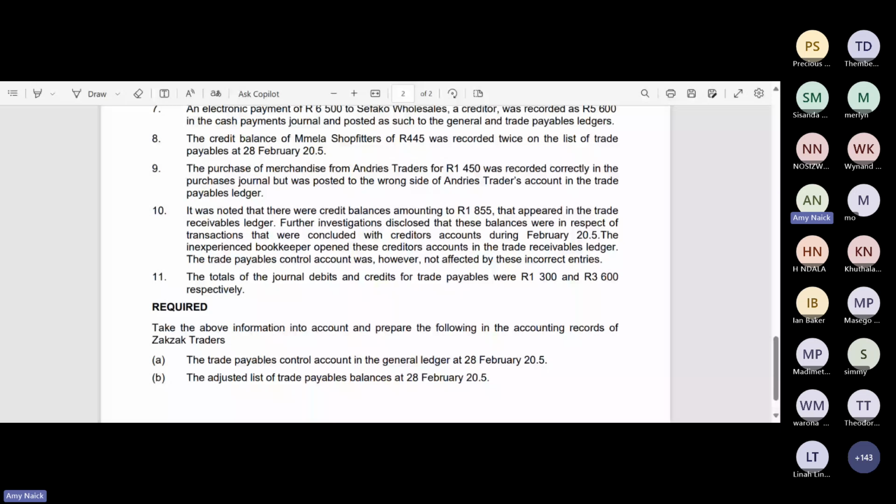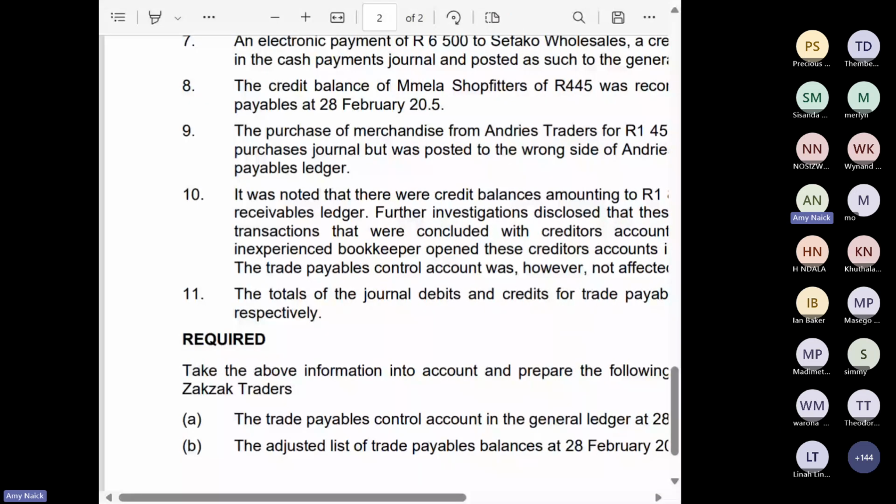So with that being said, we know that the control account for this transaction is correct. It's been recorded correctly on the control account. So it's only the listing that needs to be corrected. There was a duplication on the listing, so we basically need to remove that duplication. So if we go to the actual solution.